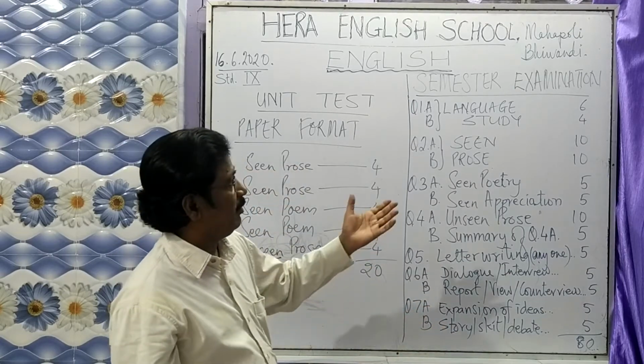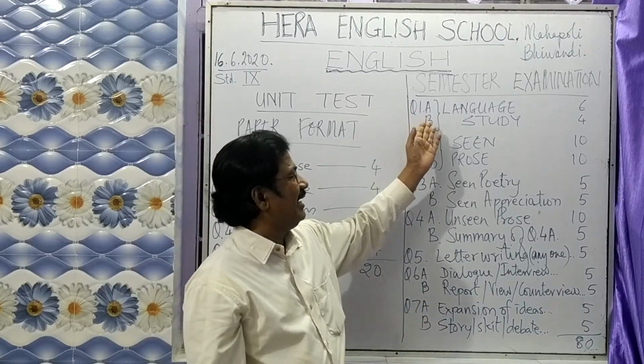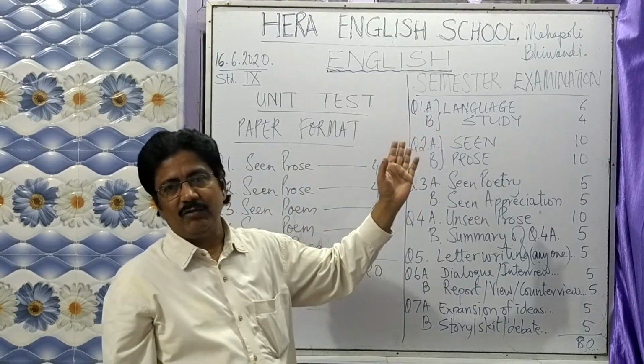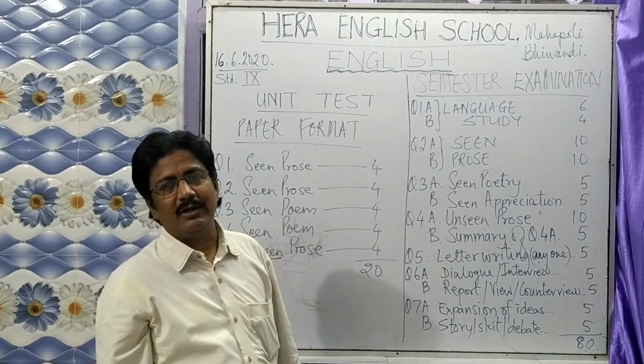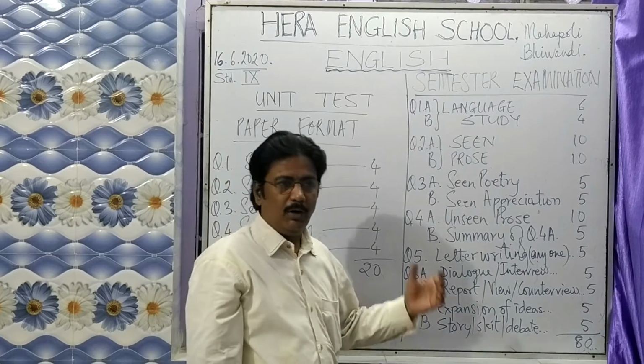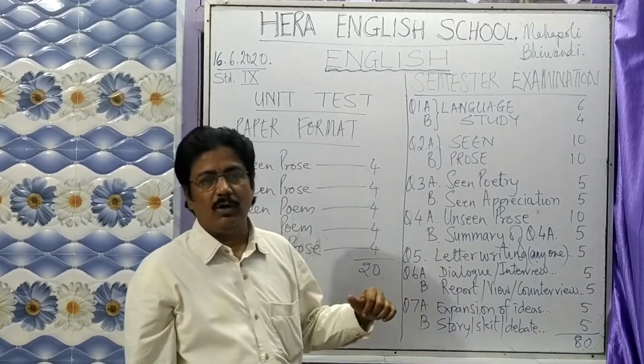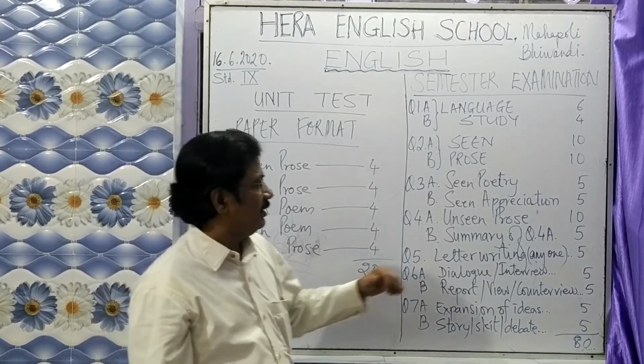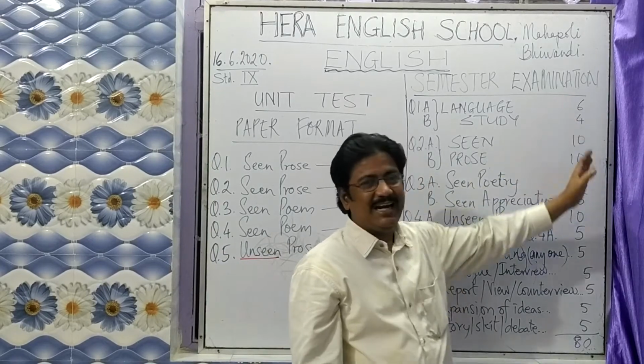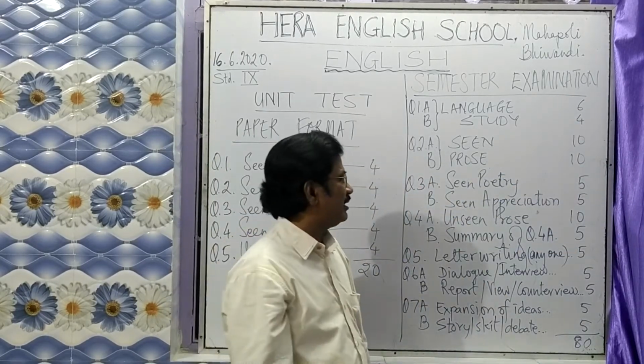Let me explain the paper format. Question number 1A and 1B will be your language study. Language study means your grammar part of it, from all the lessons and extra grammar, all that will be in that case. That consists of 4 marks, 6 marks and 4 marks respectively.